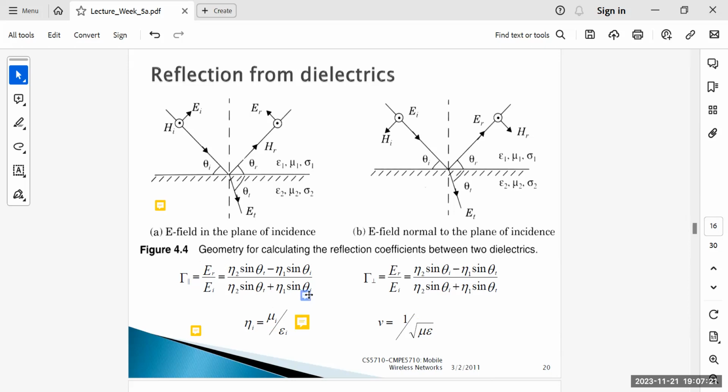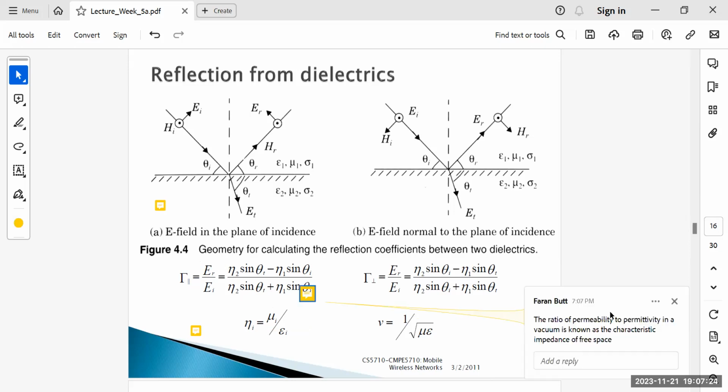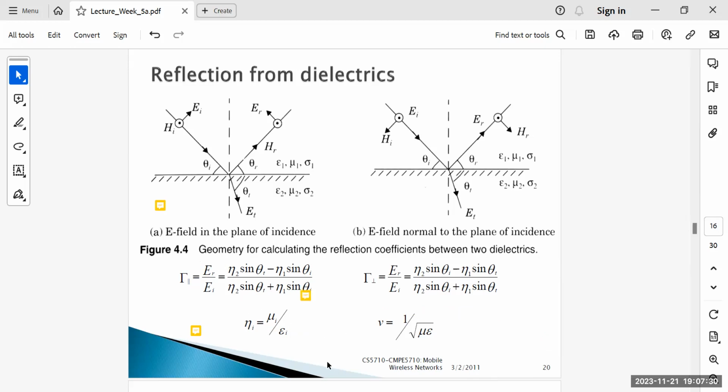And we have another ratio, this eta, that is basically the ratio of permeability to permittivity. And this is also known as the characteristic impedance of the free space.